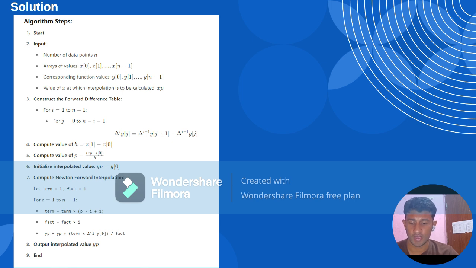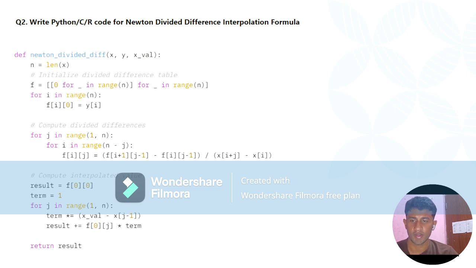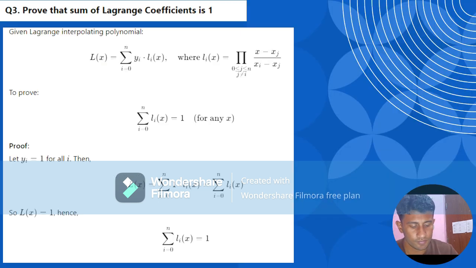Compute value of h equals x1 minus x0. Compute value of p equals xp minus x0 by h. Initialize interpolated value yp equals y0. Compute Newton forward interpolation. Let term equals 1, fact equals 1, term equals term into p minus i plus 1, fact equals fact into i. yp equals yp plus term into delta to the power i y0 divided by fact. Output interpolated value yp. Ninth step is end.